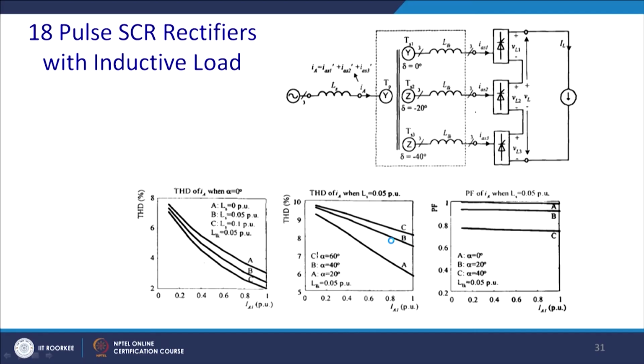Of course, they will be phase shifted by 20 degree, and for alpha equal to 0, you can find that the THD for the input current will be quite high at 18%, but it will come down to around 2%. And for a little higher source inductance, it comes down a little below.